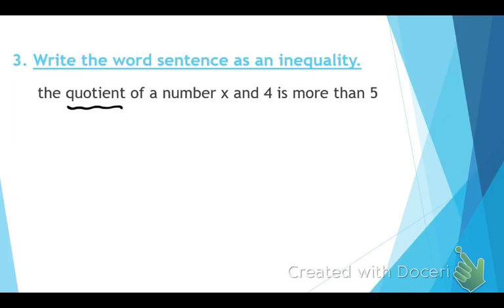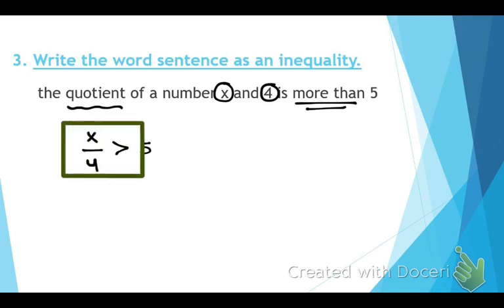Quotient. What sign will quotient always be, class? It will always be divide, okay? So this says the quotient of a number x, so x will come first, and 4 will go underneath it, is more than. Some people put more than or equal to. You don't want to put an equal to sign unless it tells you more than or equal to. And then it's going to be more than 5. So this is what your inequality should have looked like.